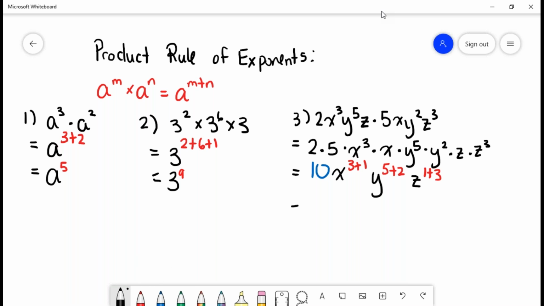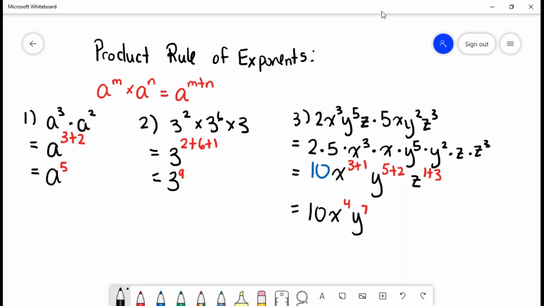In the next line, what we need to do is now simplify this further. So we know this has 10. We know this is x, but we know it's raised to the power of 3 plus 1. We know 3 plus 1 is 4, so we can write that. Next, we have that multiplied by base y to the power of 5 plus 2. 5 plus 2 is 7, so we're going to write that.